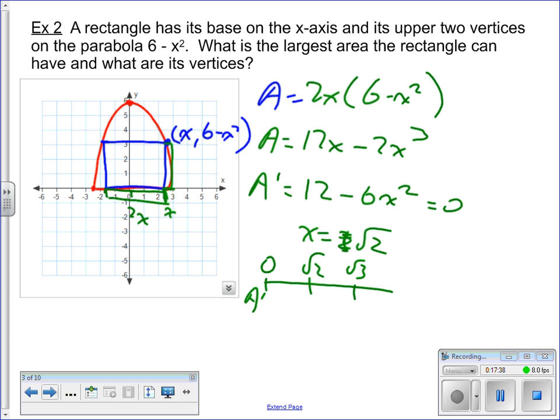So, pick a number between 0 and square root of 2, 1. Put it in the derivative, I get a positive. Something larger than the square root of 2, but less than the square root of 3. Is that right? No, square root of 6, sorry, my bad. Square root of 6, not square root of 3.